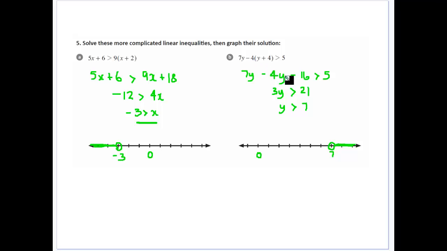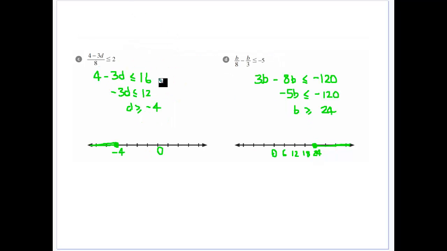7y, expand my bracket, collect our terms, and get our 7y is greater than 7. Multiply through by 16. And then we collect our terms. Notice I've got the minus 3d here, so I divide by minus 3. So d is greater than or equal to minus 4. So I'm getting that situation.